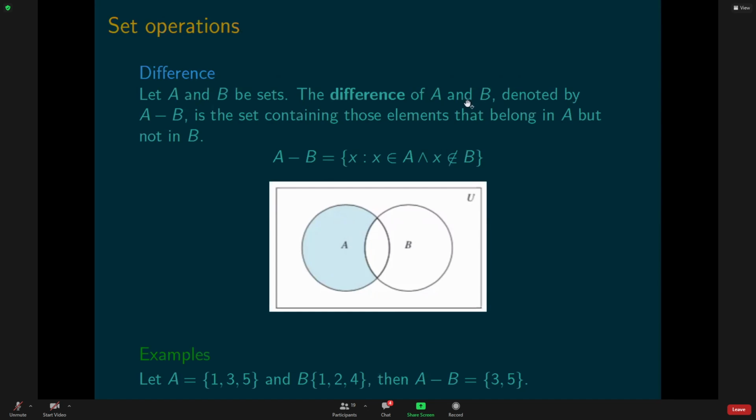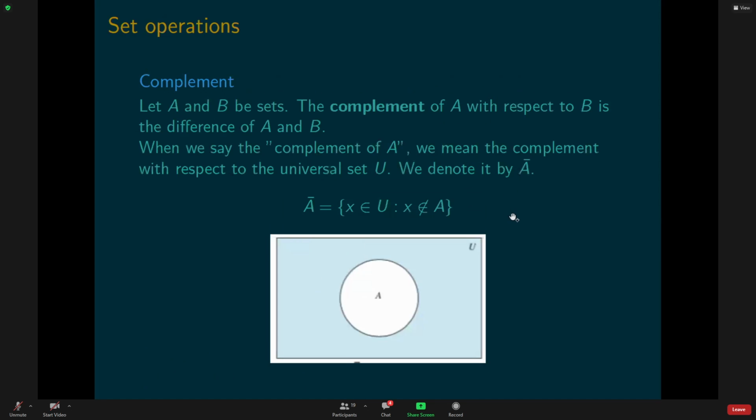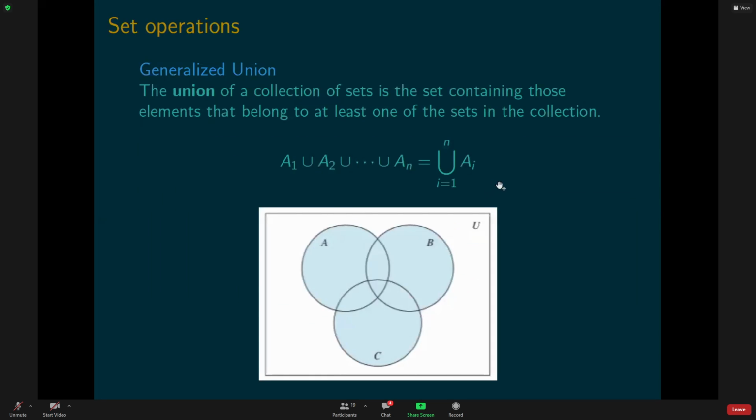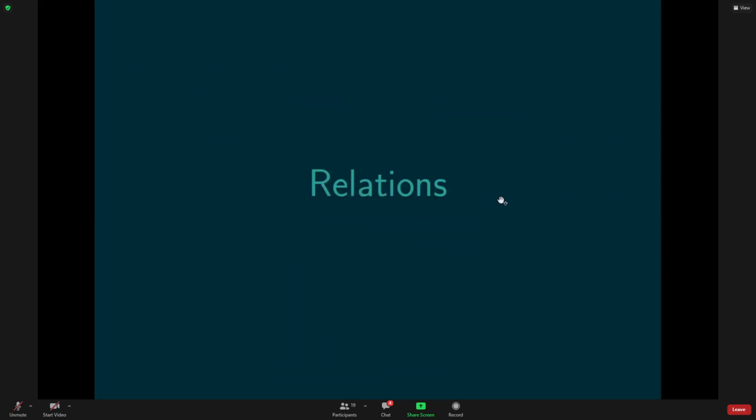The difference between 2 sets A and B, A minus B, is all the elements that belong in A and do not belong in B. So it's this blue stuff here. You still have no questions? And the complement of a set A are all the elements in our universal set that do not belong in A. And here are some identities, just like we had for logic rules. Union is commutative, stuff like this. Questions?